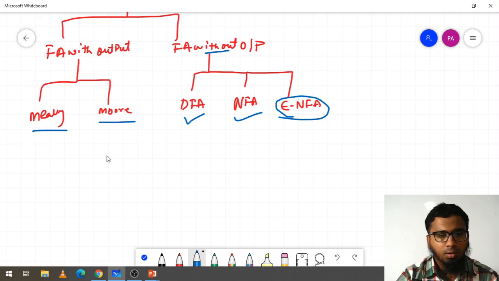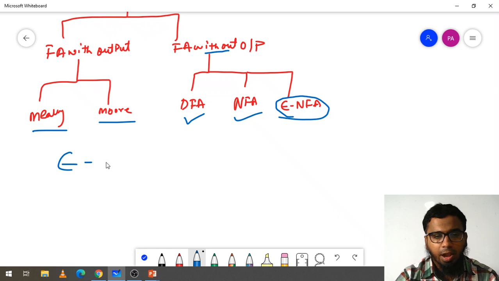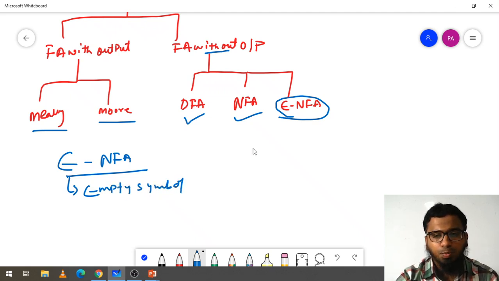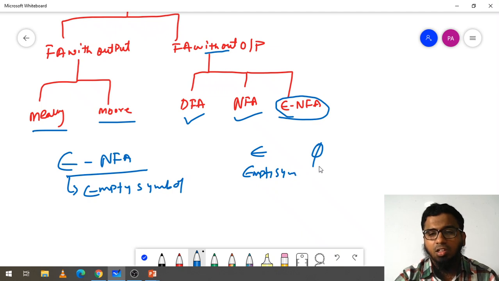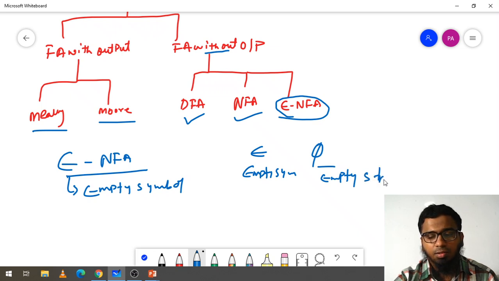What is the first one? Epsilon NFA. What is Epsilon NFA? Epsilon is nothing but, as I told you, epsilon is an empty symbol. What is the difference between epsilon and phi? In epsilon, this is an empty symbol and this is also an empty string, you can say.